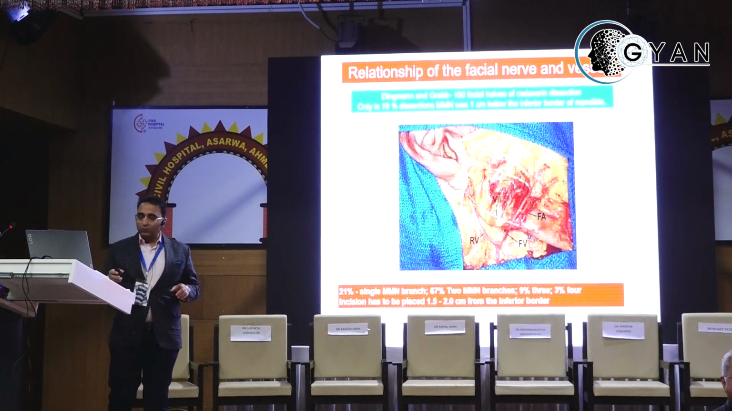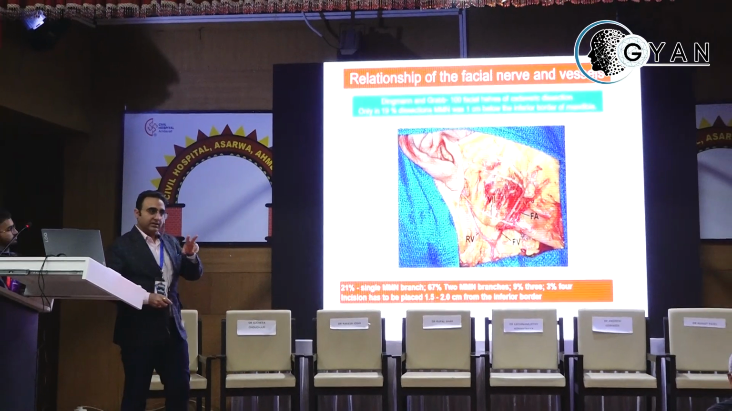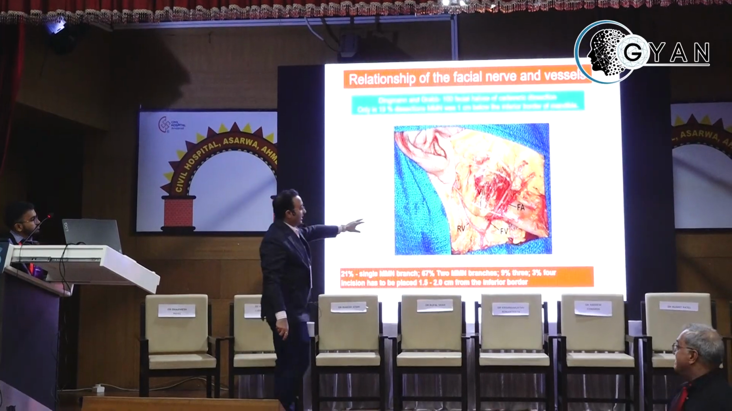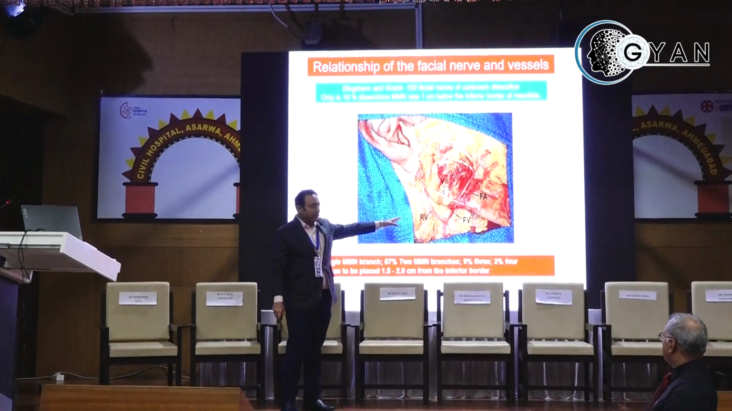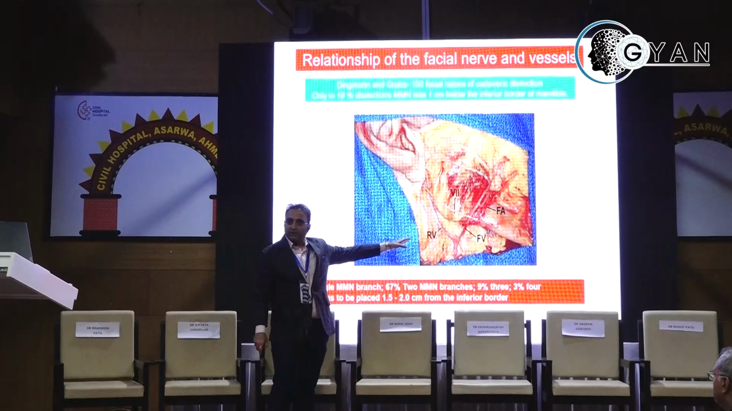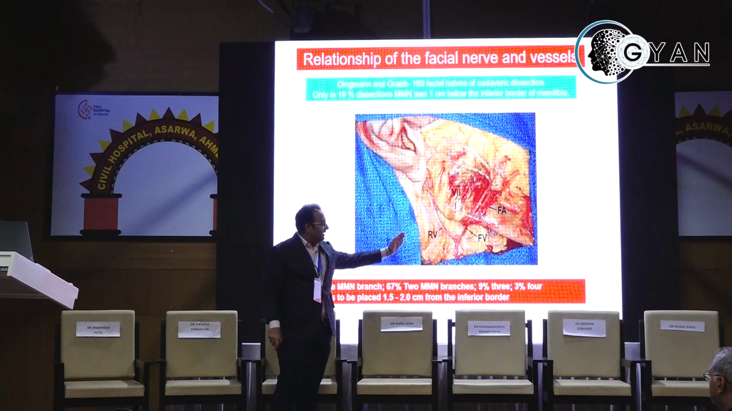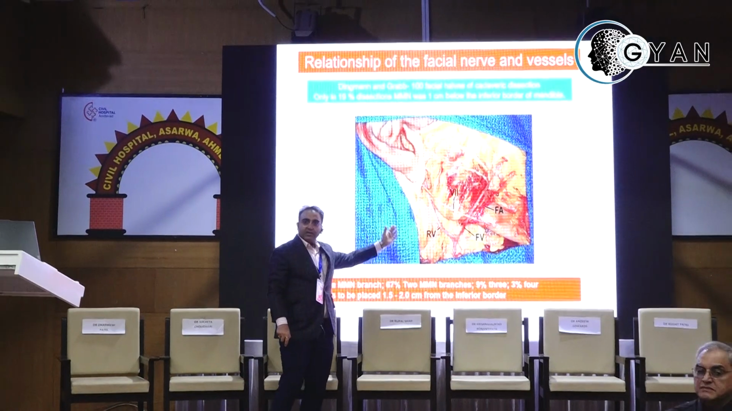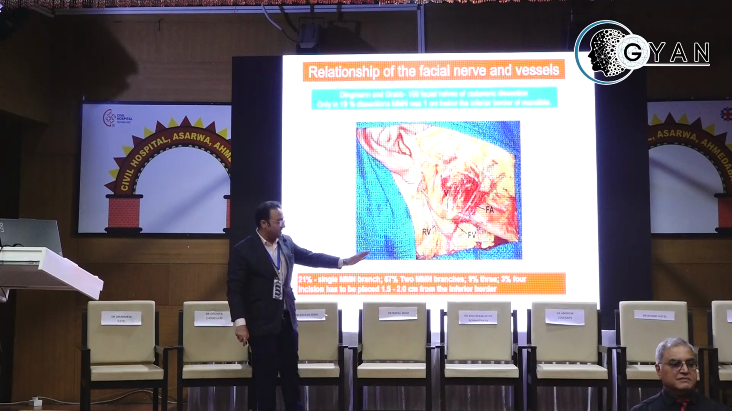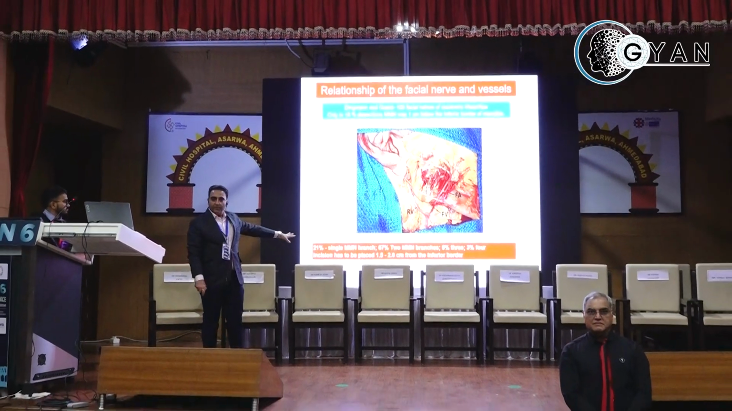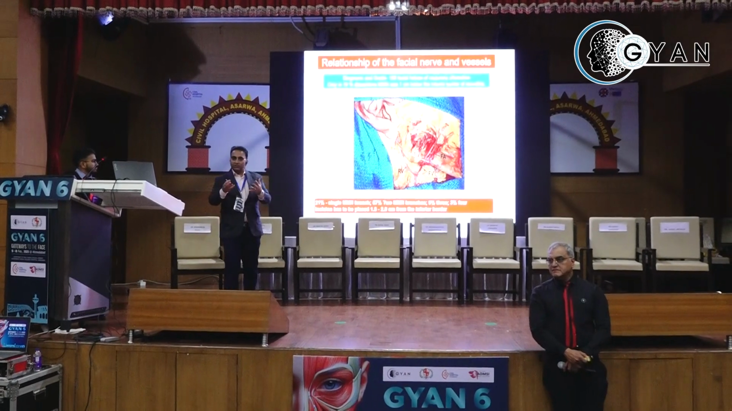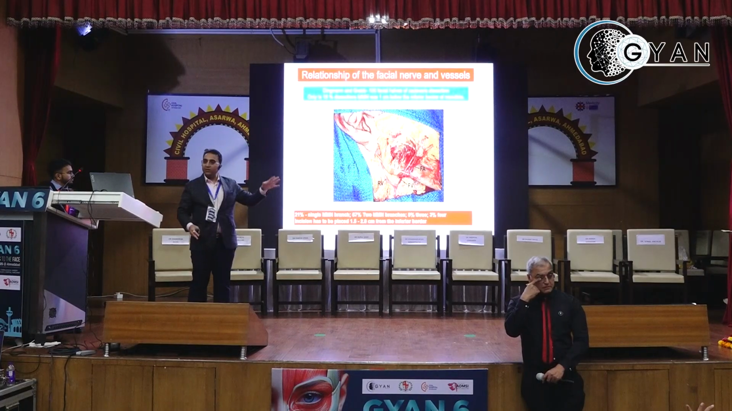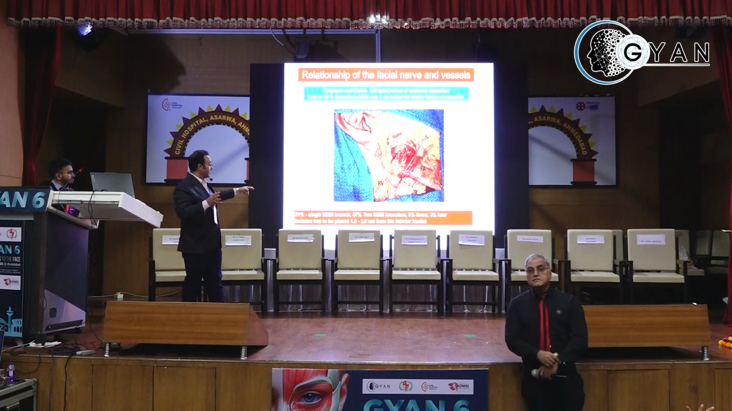See, there are two major studies, one by Atkinson and one by Dingman and Grant. If we divide the marginal mandibular branch position in relation to the facial artery and vein, the facial artery is a mark, and the marginal mandibular branch has different relations behind it and anterior to it. In 21% of cases the marginal mandibular branch is a single branch. In 67% there are two branches, 9% three, and 3% four branches of the marginal mandibular branch of the facial nerve.